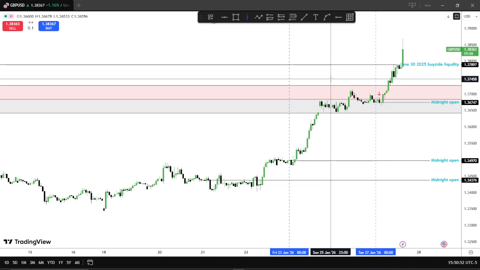So I always mark my midnight opens. That's one thing that's always on my chart. It helps with knowing where we are in terms of the weekly range.